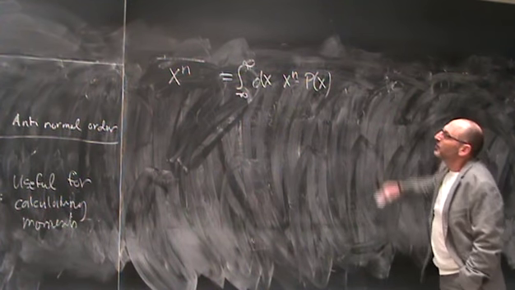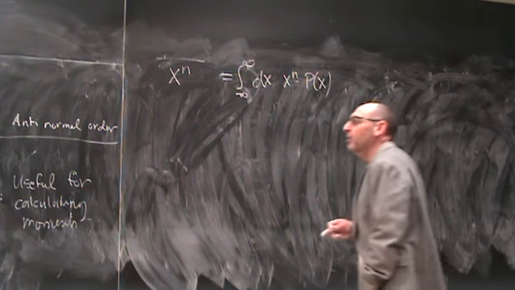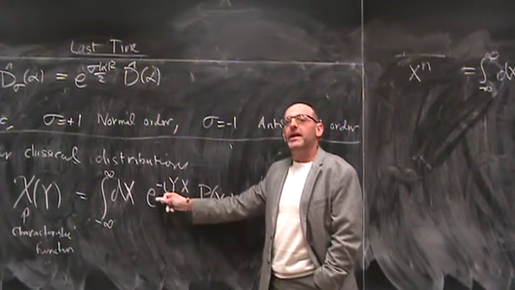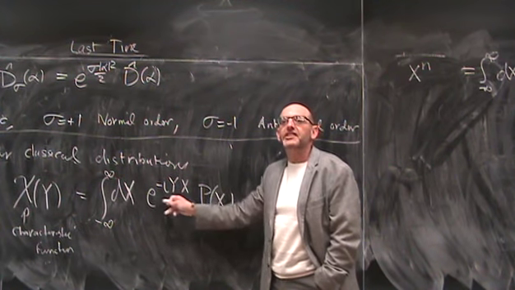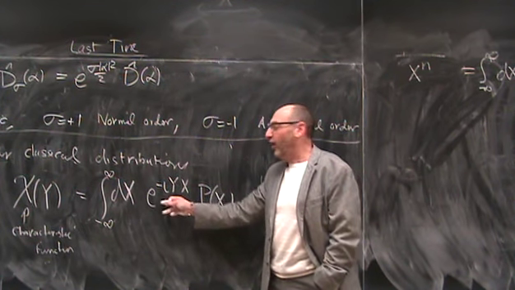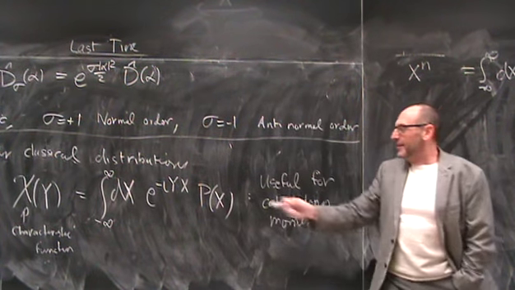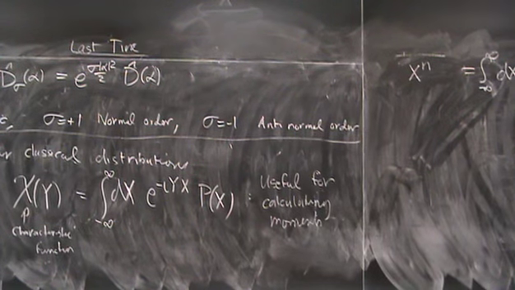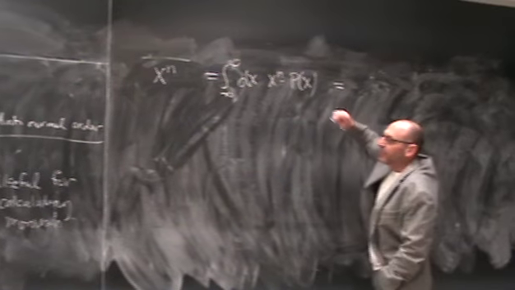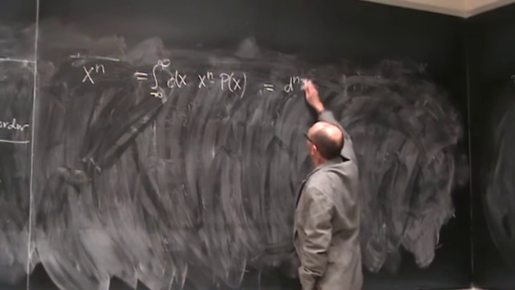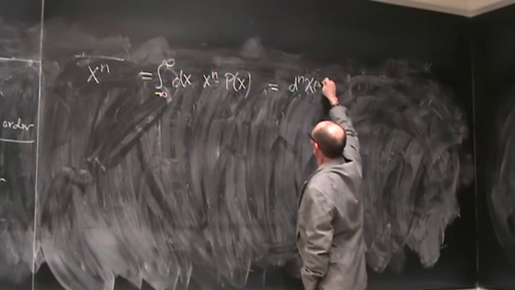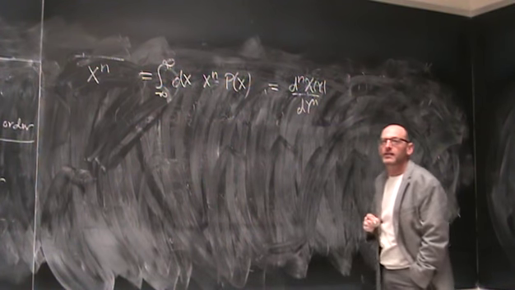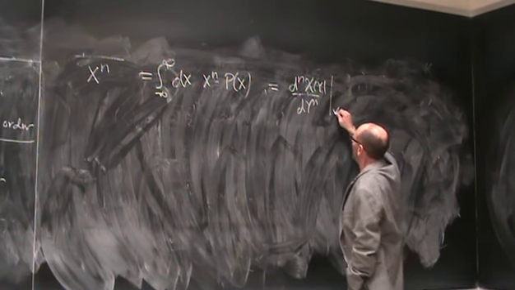But a little trick here: an exponential function is a generating function for all polynomials, because if I did a power series, I have all the polynomials. Then I can quickly get this by looking at the nth power of the derivative of the characteristic function with respect to its variable, and then just evaluating that at y equals 0.